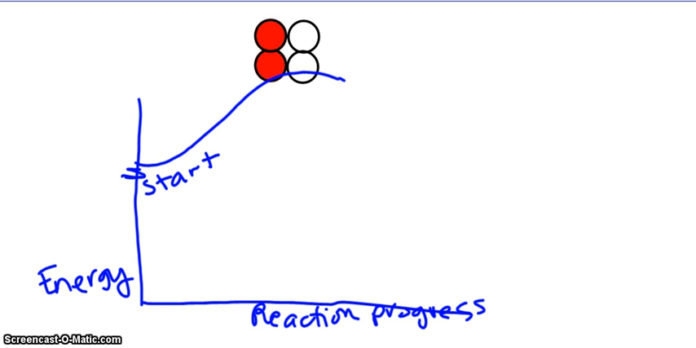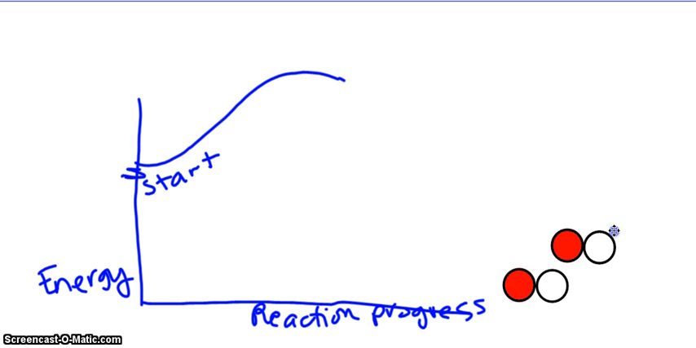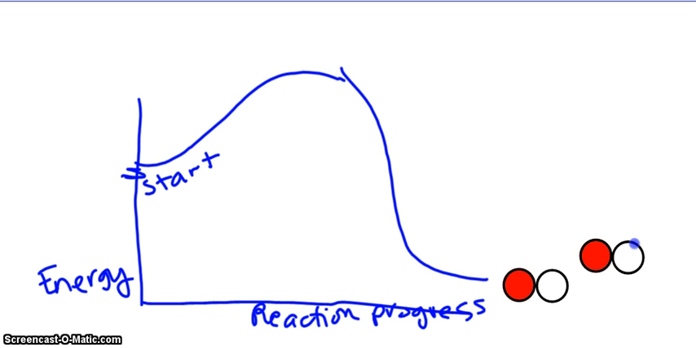And what's going to happen next? These bonds are going to break and then form new bonds. So now we have these hydrogen iodides that are much more stable. Because they're more stable, they're going to have lower energy, and they're going to be down here. So now these are free to move around. So I can continue my graph. And that's where I end up.